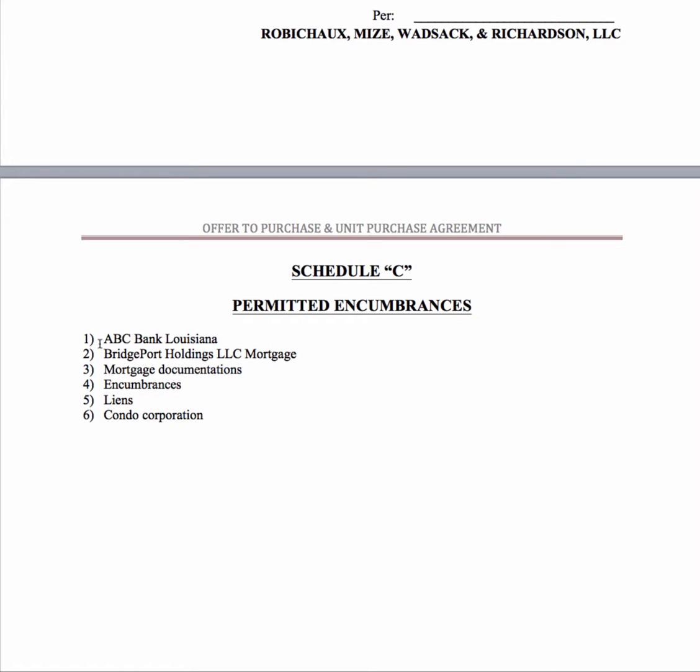Schedule C, permitted encumbrances. We wrote ABC Bank Louisiana because we will most probably have many banks lending on a project of this size. Bridgeport Holding LLC, mortgage documentation, encumbrances, liens, condo corporation documents. So everything will be listed there on your final document. And basically, this is it for the offer to purchase.